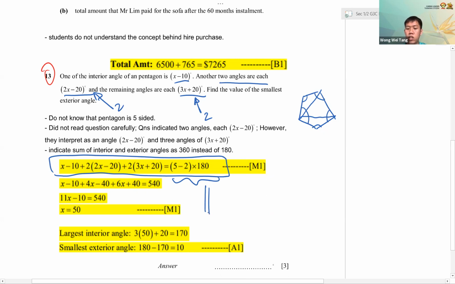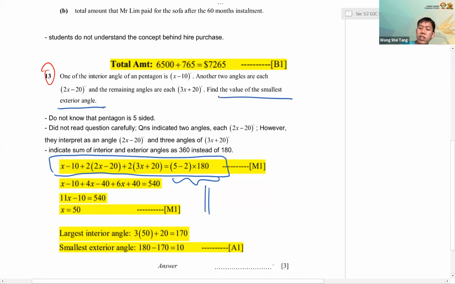Then they wanted the smallest exterior angle. Okay, a little tricky here. The smallest exterior angle is related to, or rather it corresponds to the largest interior angle. Okay, so let me just draw 1, 2, 3, 4, and 5. Suppose this is my pentagon, and I'm going to draw all the exterior angles.